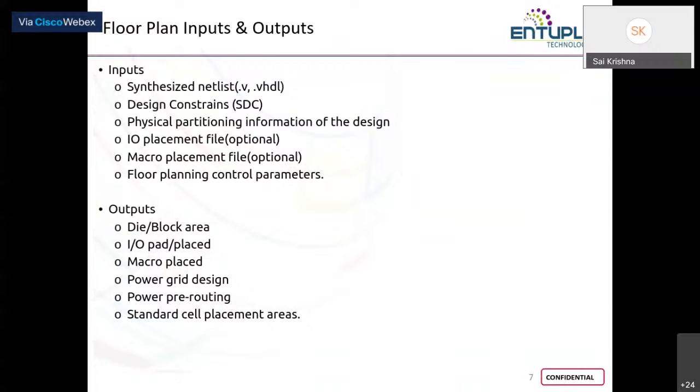So once you read all these inputs, estimate your core area and die area, and then place your macros. Sorry, first use 60 or 70% of your core area and then place your macros and then your IO pins. Once that is done, you will be ready to get your power mesh into the picture, and subsequently also place your standard cells.